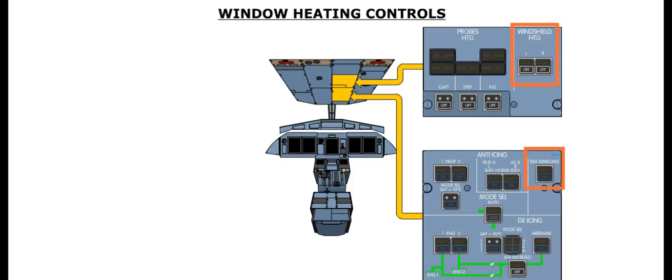Window heat is controlled by the windshield heating control panel, located on the overhead panel. Two push buttons control the heating of the two forward windshields, and the side windows push button below controls the heating of the side windows.